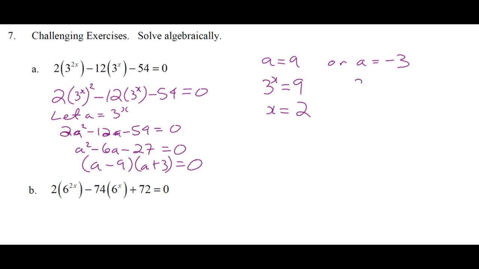Or 3 to the x is negative 3. So what's x? No values, no solution, right? No solution. You cannot raise a number to an exponent and get a negative value, right? Like you can get small values. Yeah, 3 to the x, I could make x a million and get 1 over it, but I can't get a negative 3 out of there.